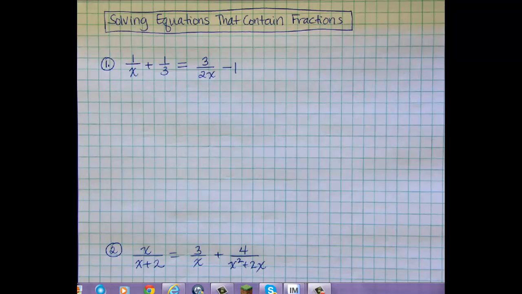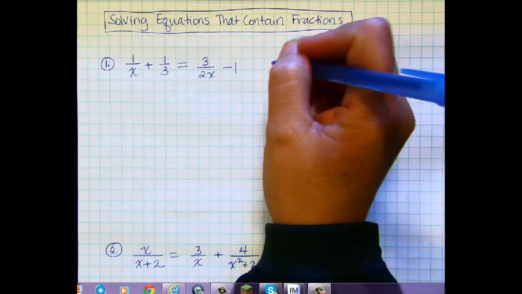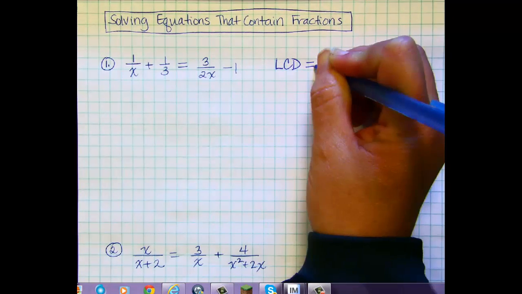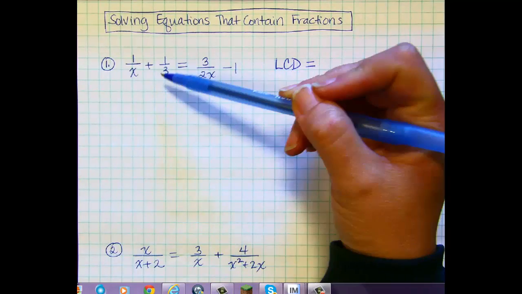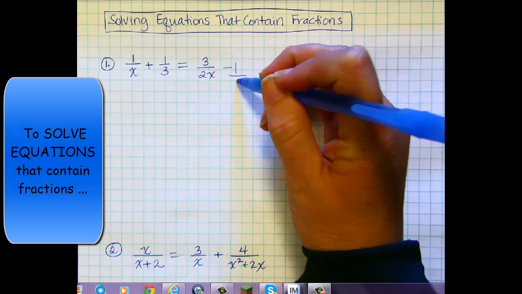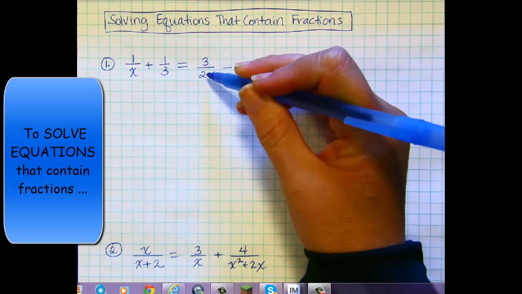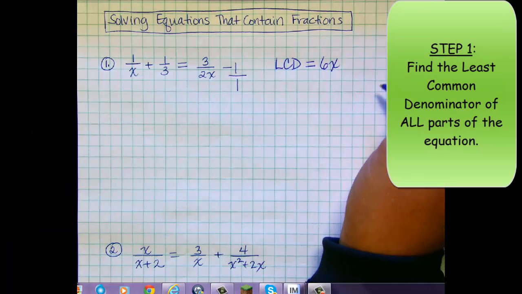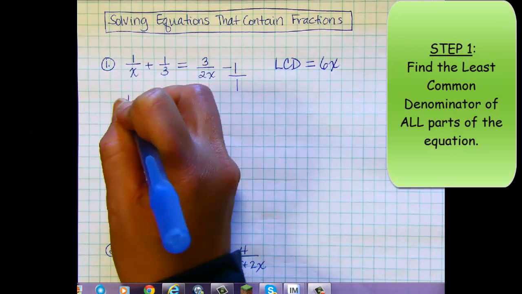So our last topic for this unit is solving equations that contain fractions. And the key to this is finding the least common denominator and multiplying all the parts by that least common denominator. And what happens then is it makes our fractions cancel. So here we go. Looking across my denominators, for number 1, I need a common denominator of 6x.